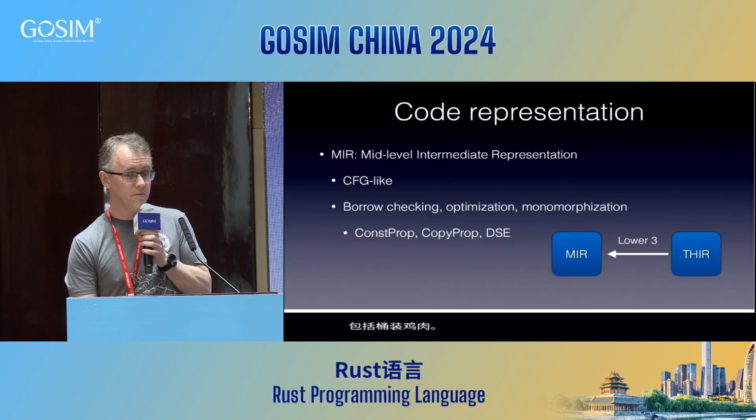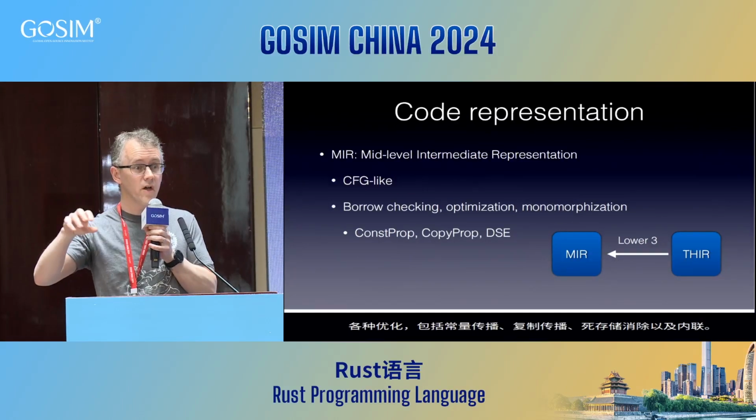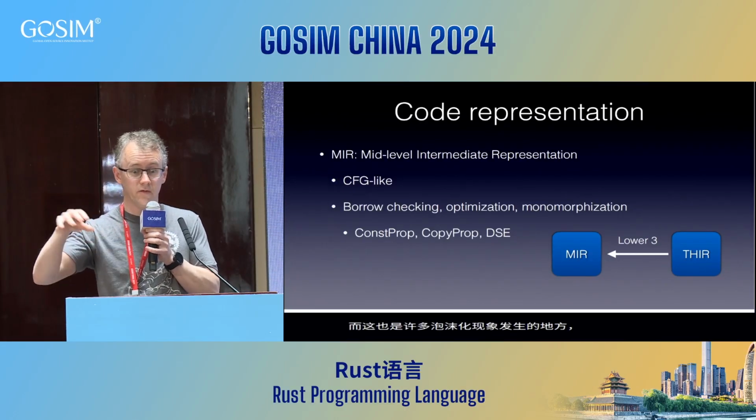And this is also where monomorphization happens, which is when, if you have a generic function that needs to be instantiated for several specific concrete types, this is where that happens. And so that generic function will be duplicated for each of the relevant types.